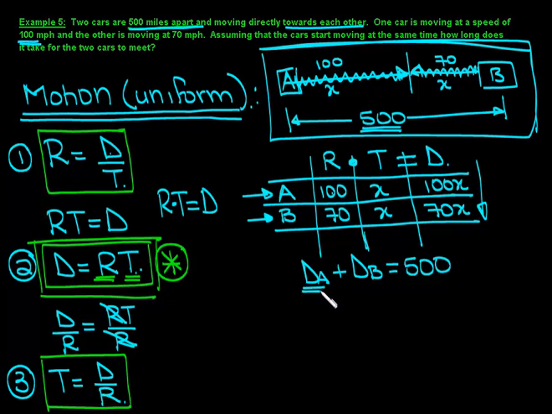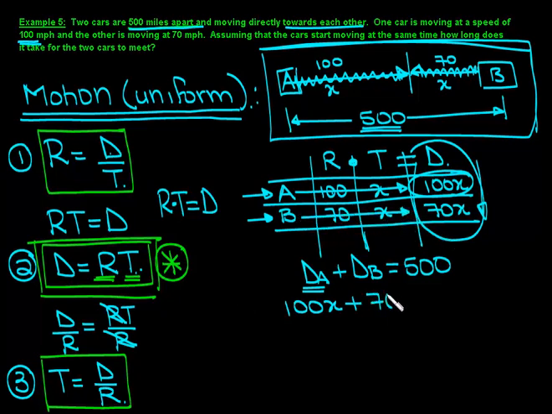I do know what the distance car A traveled. This is my distance column here, and this is the distance of car A because that's my distance row. That's easy to find. That's what? 100x. What is the distance car B traveled? Again, the distance column, car B. That's 70x. 100x plus 70x is equal to 500. There's your equation. One unknown.